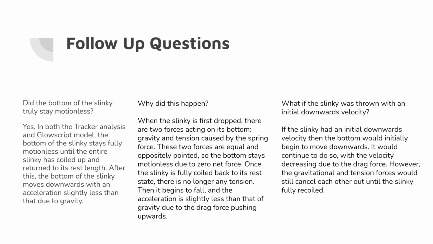So, if the slinky had initially been thrown with a downwards velocity, then the bottom would be constantly moving downwards, regardless of the fact that the tension force and the gravitational forces cancel each other out. It would begin to move with its initial downwards velocity, which would decrease due to the force of drag. However, the bottom would not stay motionless in this case.